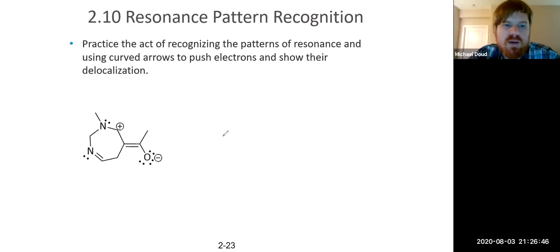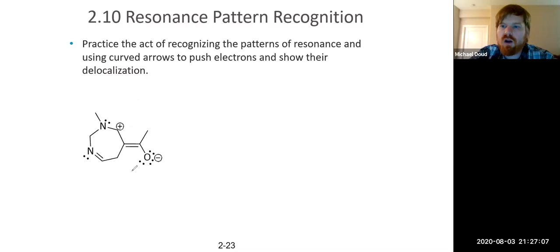Okay, next up, do we have a carbocation next to a lone pair? Well, we only have one carbocation, and sure enough, it's next to a lone pair. So we know we can actually form a carbon-nitrogen pi bond in this case. That carbon-nitrogen pi bond could form, and that would give us a positive formal charge on this nitrogen.